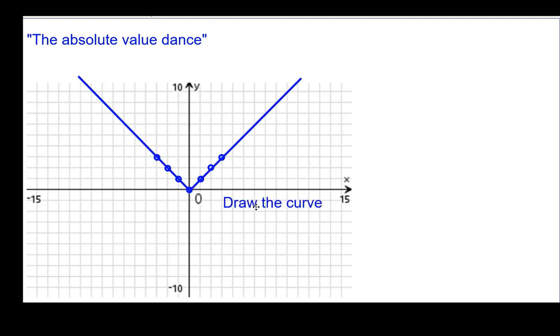Draw the curve, and we'll just show again the axis of symmetry. So here's the graph of y equals absolute value of x using the absolute value dance.